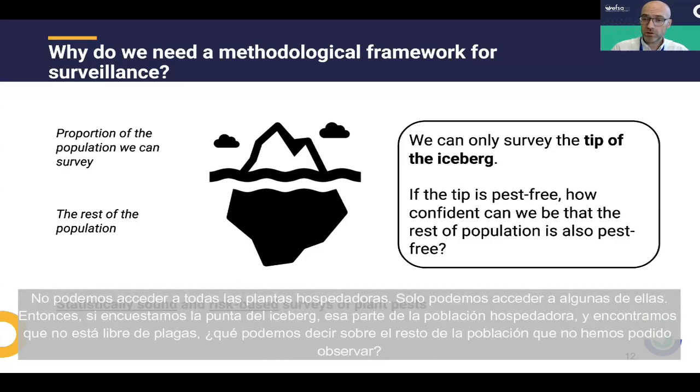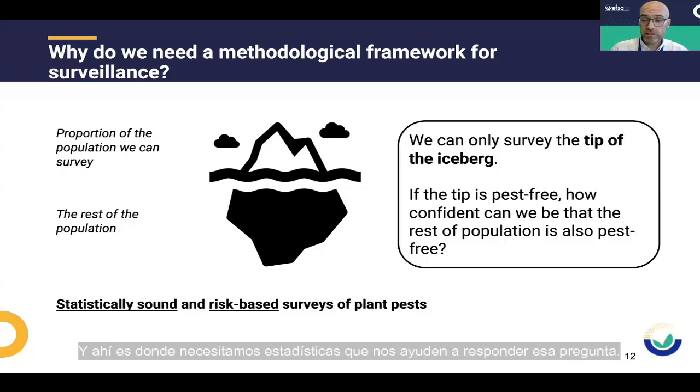We can't access all host plants. We can only access some of them. So if we survey the tip of the iceberg, so that part of the host population, and we find that it's not pest free, what can we say about the rest of the population that we haven't been able to observe? And that's where we need statistics, so they help us to answer that question.